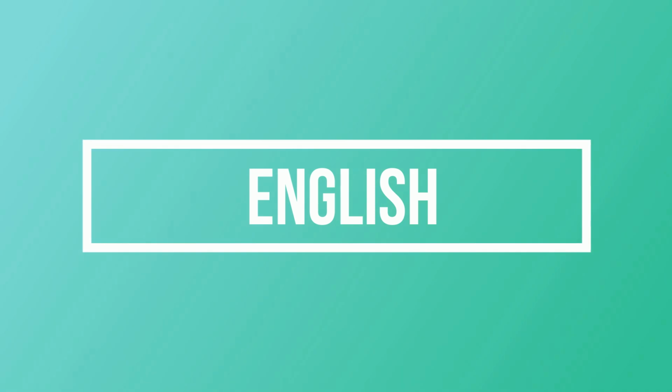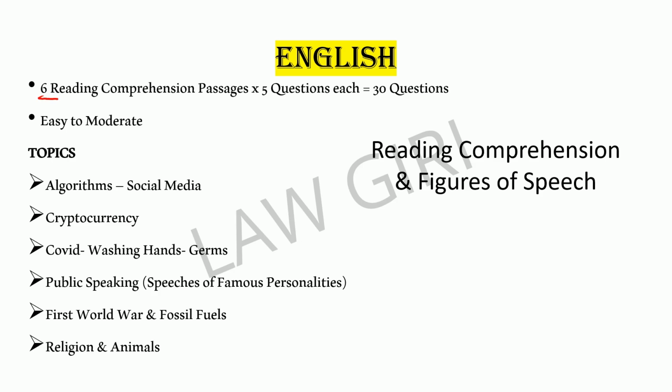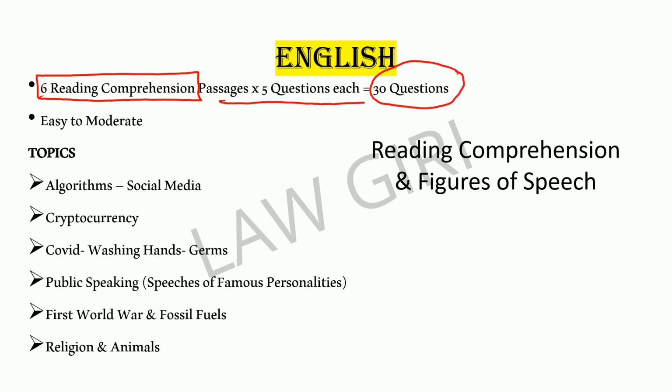Now, starting with English, in English there were 6 reading comprehensions. How many reading comprehensions were there? 6 reading comprehensions were there. 6 passages were there, followed by 5 questions. There were 30 questions, like every passage had 5 questions. That is 6 into 5 is 30 questions. So English had 30 questions this time.